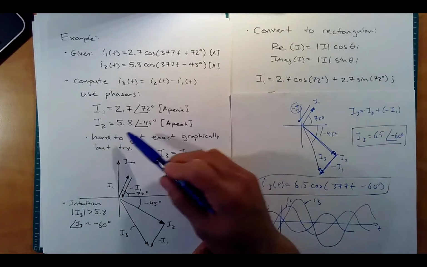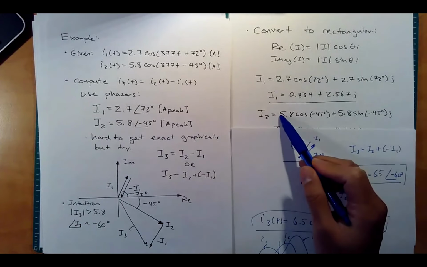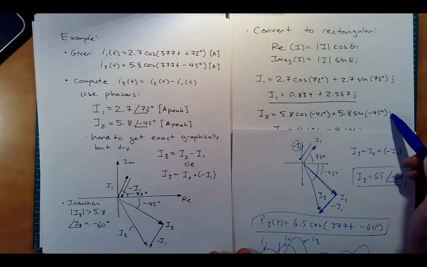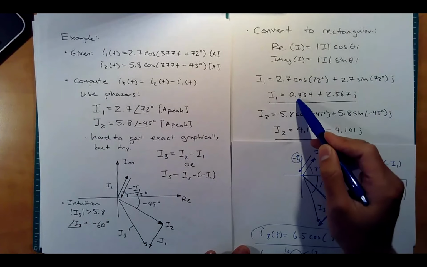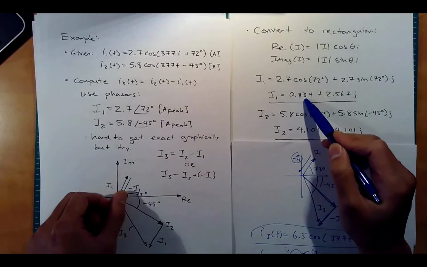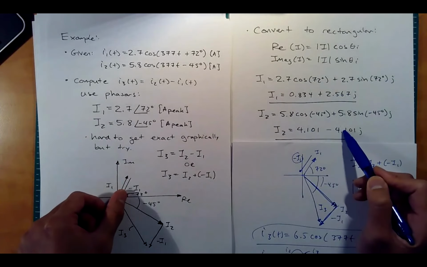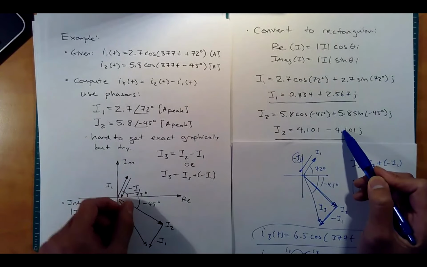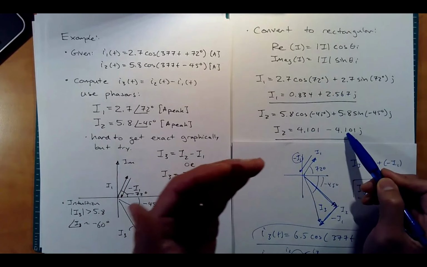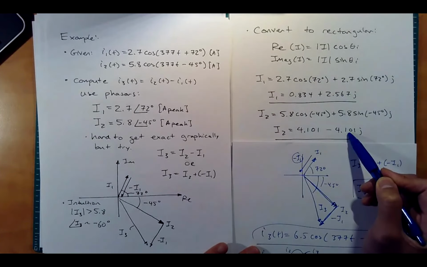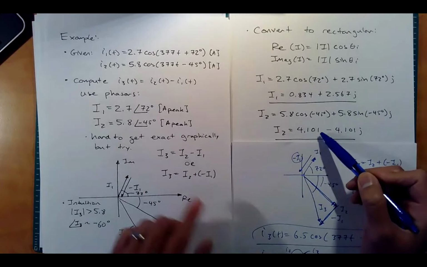It's the same thing for I2: the length times the cosine, the length times the sine. And notice I put a little j. Do these numbers make sense? 0.8, 2.5. Okay, what about this? 4.1, negative 4.1. Yeah, because that was a 45 degree angle. So when you get the numbers, you want to make sure these make sense. Good. All right, I3 is just easy because I'm just subtracting.